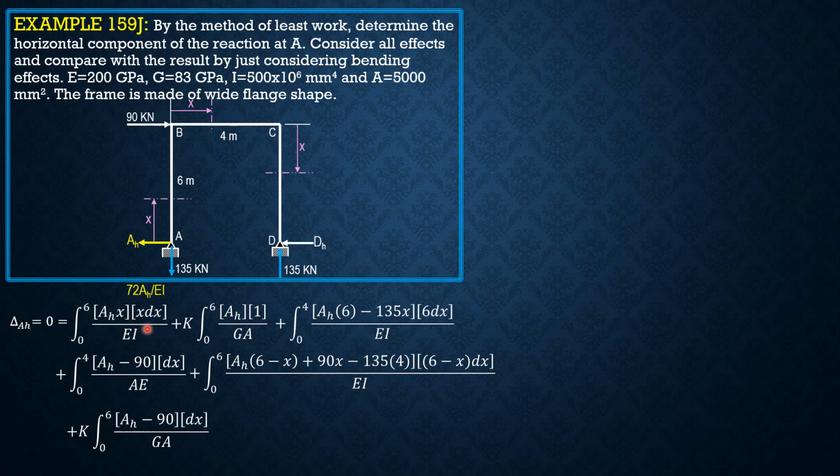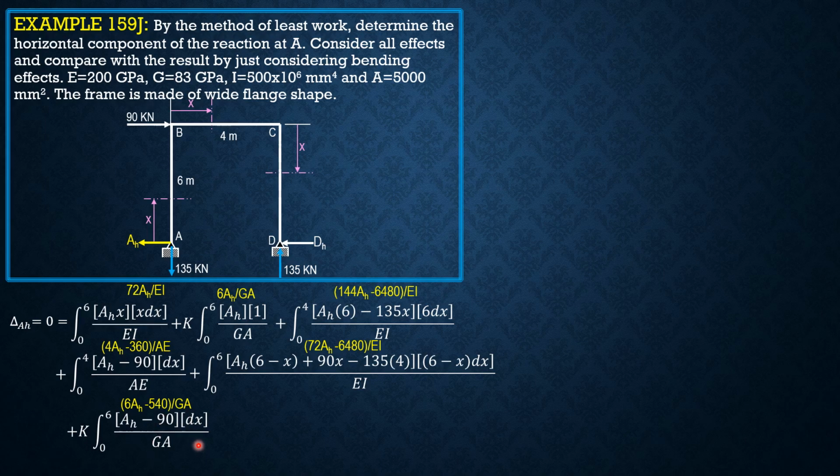So integrating, each is 72 AH over EI. This is, take note, K is 1. This is 6 EH over GA. This one for AH, 144 AH, then for the constant negative 6480 quantity over EI. This is axial, for EH, then minus 360 over AE for the constant. Here for EH, we have 72 AH, then for the constant, negative 6480 over EI. Then finally, take note K is 1. Here it's 6 EH, then minus quantity 540 over GA.